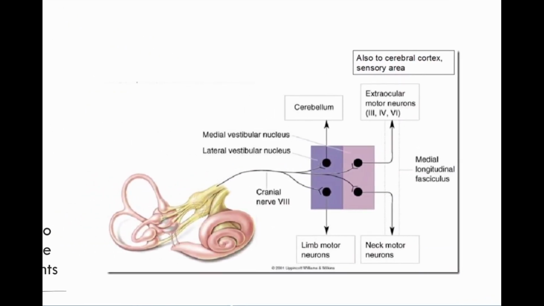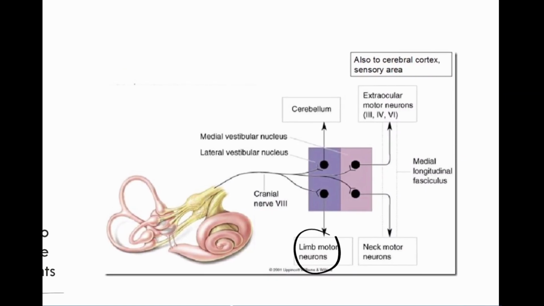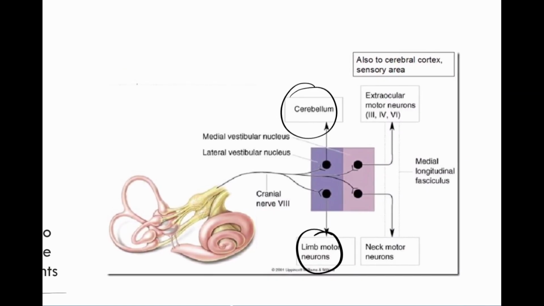cranial nerve gets to the cerebellum, limb motor neurons, cerebellum. Our EOMs are here, your neck motor neurons to look in different directions. So if you hear a noise, you look that way. Again, your neck has to be involved in that. All of these things send inputs to the brain as far as where you're looking, which direction you're looking, and so forth.